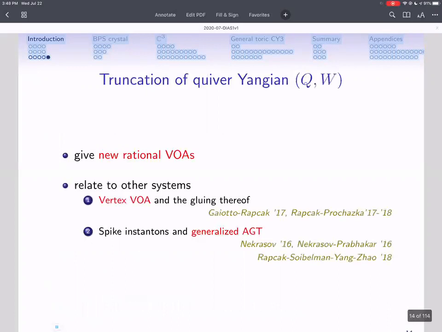At the very end of the talk, I will also mention some applications. This Quiver Yangian allows truncations, which could give us new rational vertex operator algebras. It is also related to some other interesting systems that have been studied in recent years, for example, the vertex VOA and the gluing from those corner VOAs, and also the spectral instanton and generalized AGT. I'll explain this after I introduce the Quiver Yangian.